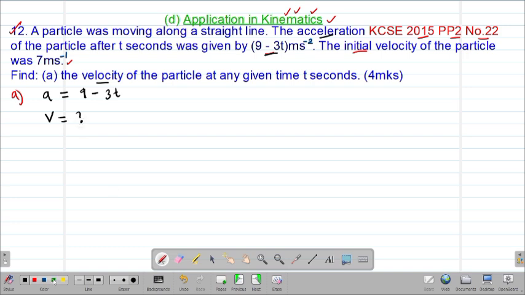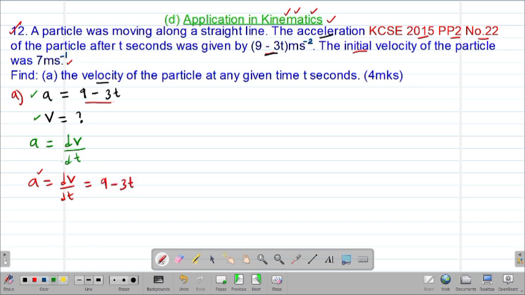Now remember, we said that the formula connecting acceleration and velocity is the formula for acceleration, which states that acceleration a is equal to the change in velocity, that is dv, divided by the change in time, which is dt. So from this equation, we are going to substitute the values that we have from the question. So from the question, we are given 9 minus 3t as the acceleration of this particular body. Therefore, our acceleration, which is equal to dv over dt, is given as 9 minus 3t.